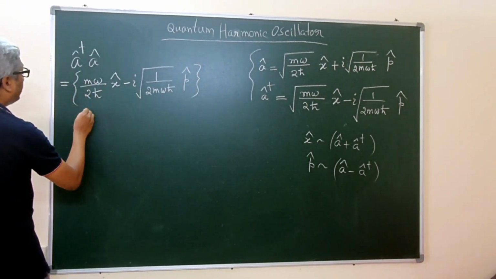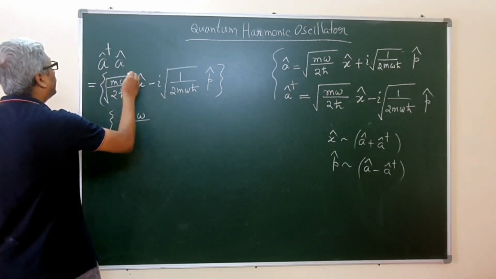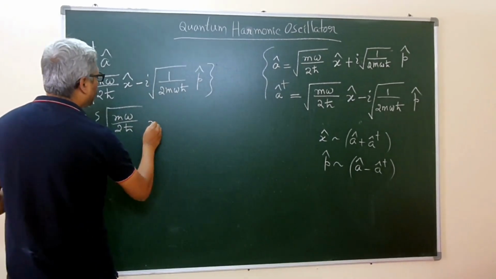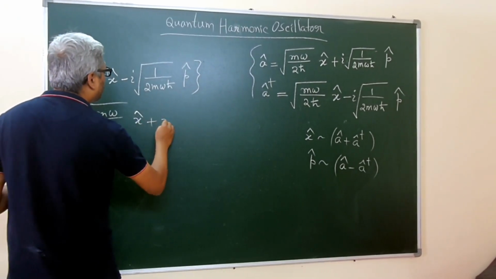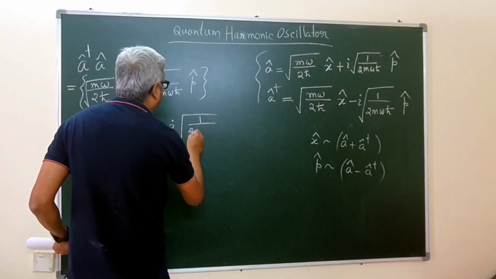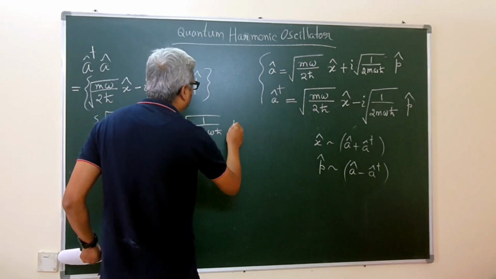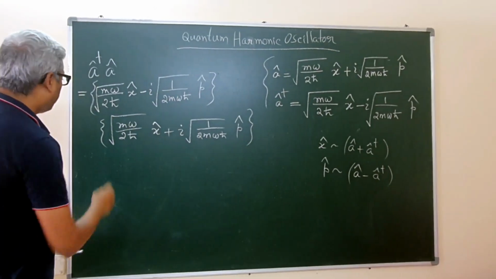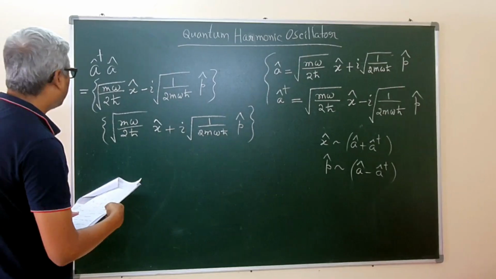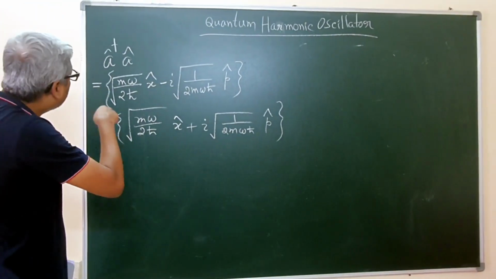Then we have A, which is the square root of m omega by twice h bar x plus i times the square root of 1 by twice m omega h bar p. So this is my A operator. This is A dagger and this is A. So we have to multiply these operators. Let us multiply one by one.